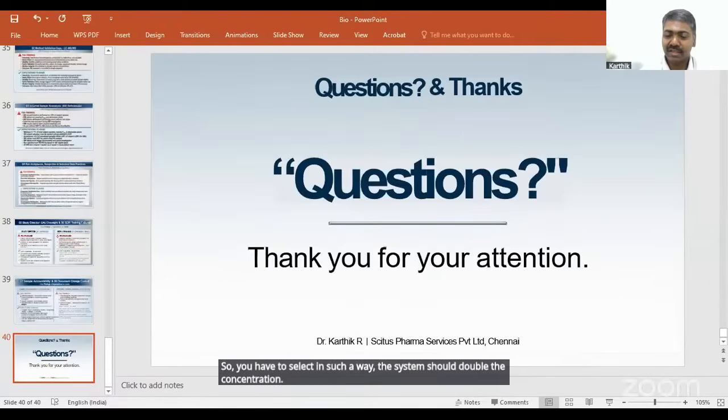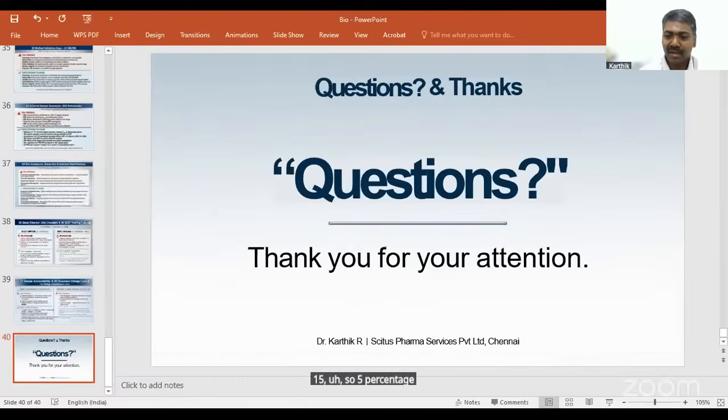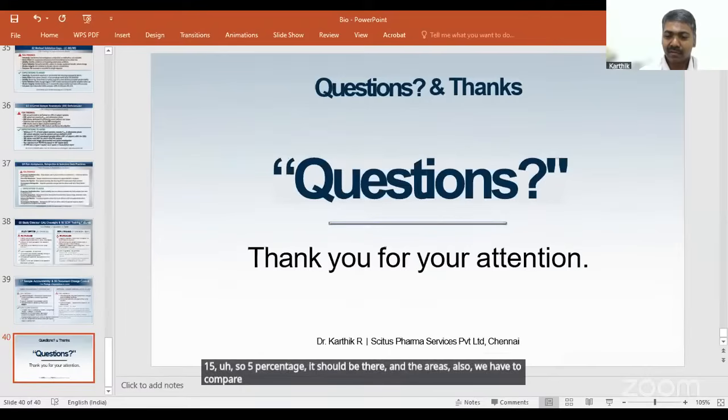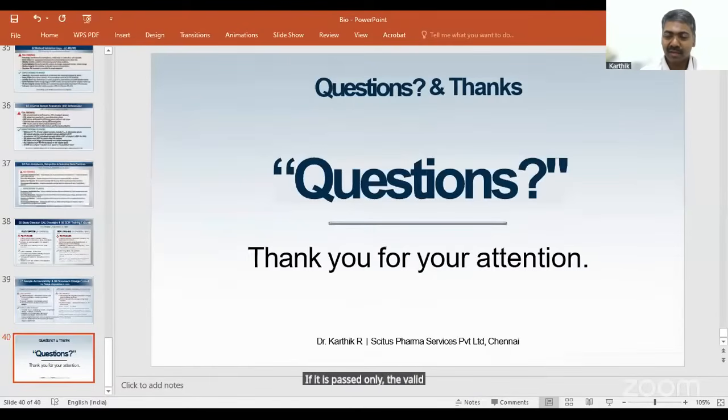Six replicate injections are to be provided, and once the 6 injections are completed, we have to check the percentage CV. The percentage CV should be within plus or minus 15, and the areas also we have to compare. For the 6 replicate injections, it should be less than 10% for the area and 5% for the area ratio. If it passes, only then the validation experiments or any experiments can be injected in the instrument.